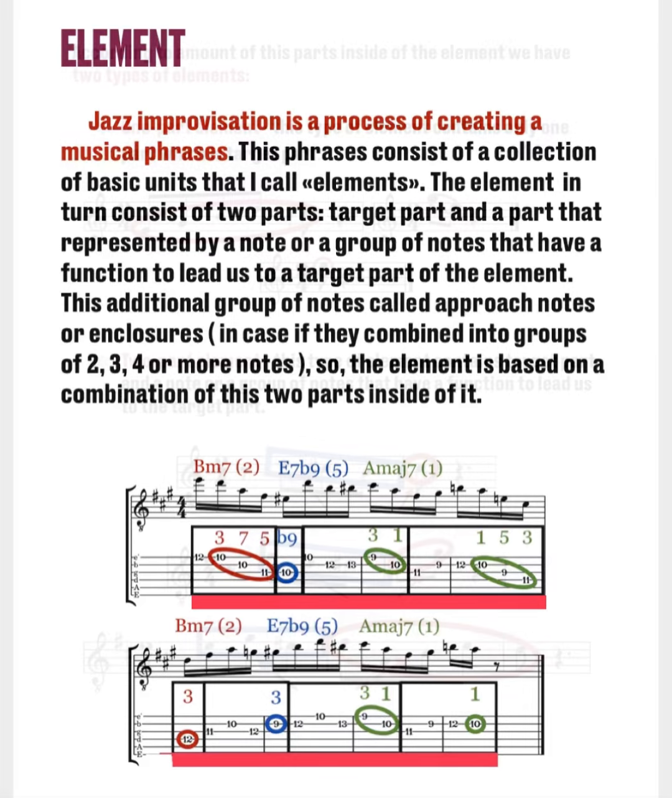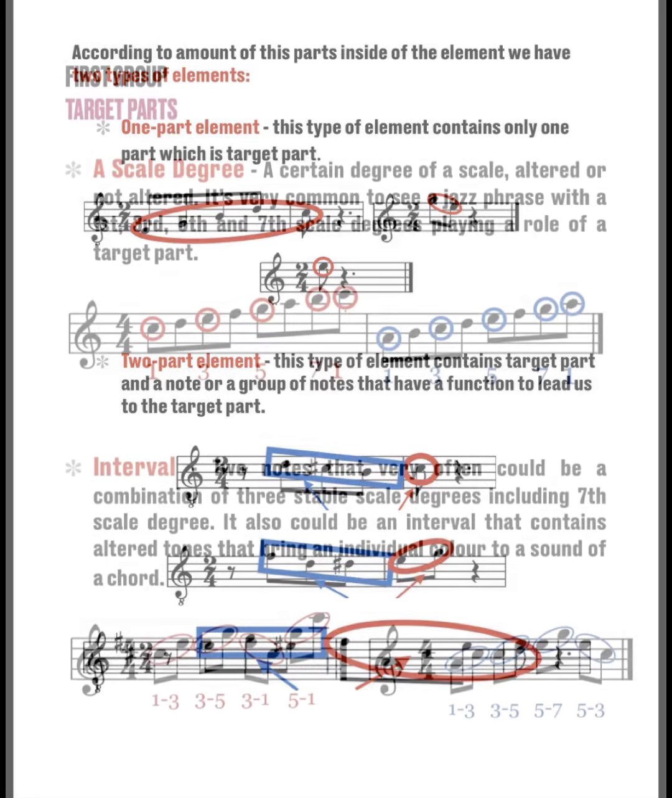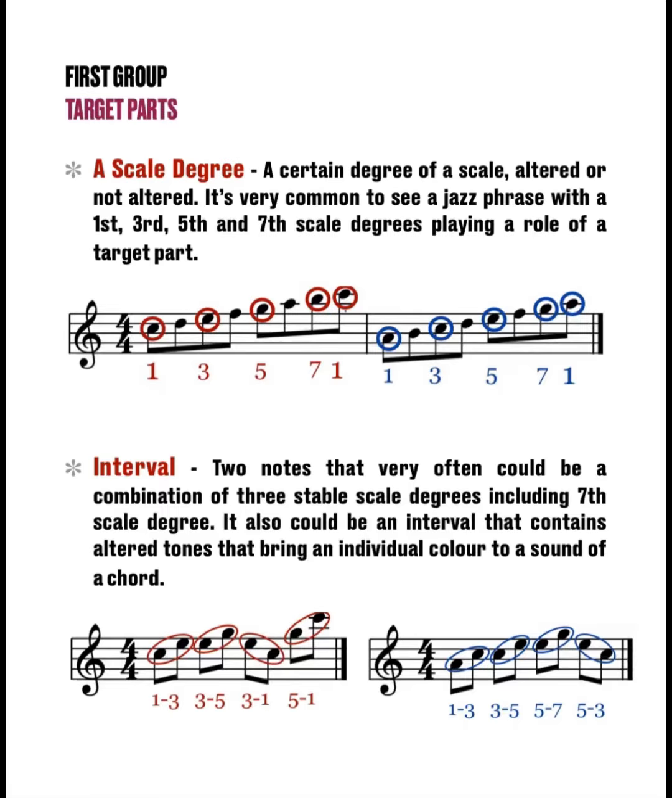According to the amount of these parts inside of an element, we have two types of elements. First, one-part element. This type of element contains only one part, which is the target part. Second, two-part element. This type of element contains a target part and the part that's represented by a note or a group of notes that have a function to lead us to a target part. And now we have reached the major point of this video, which is types of target parts.